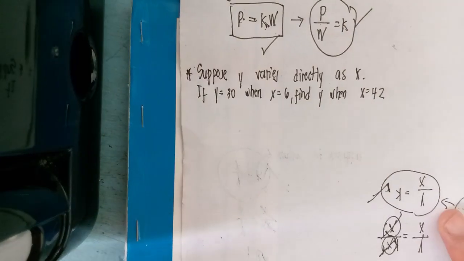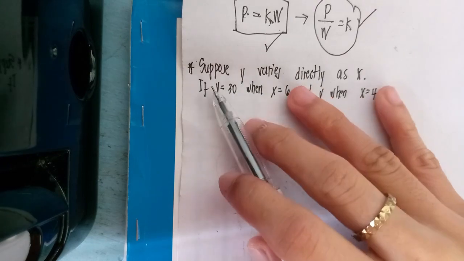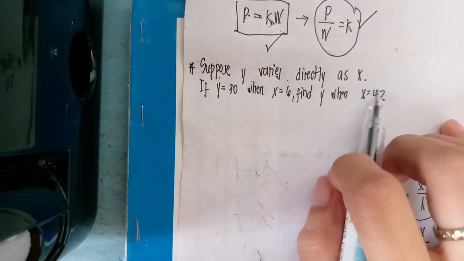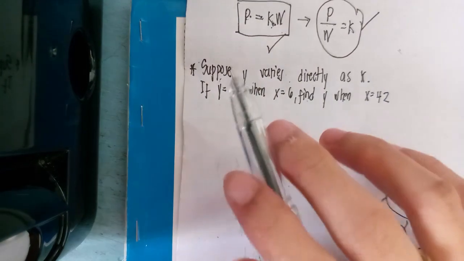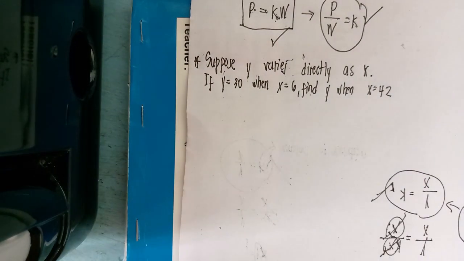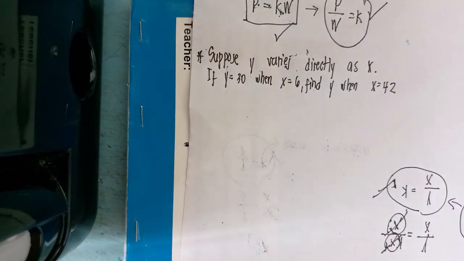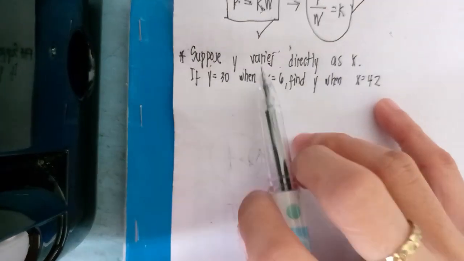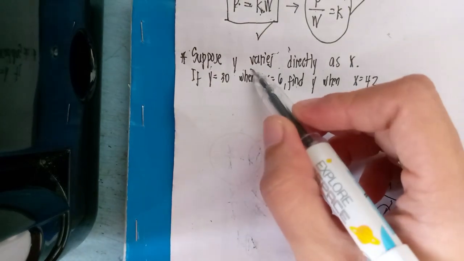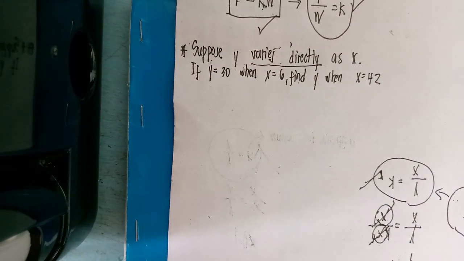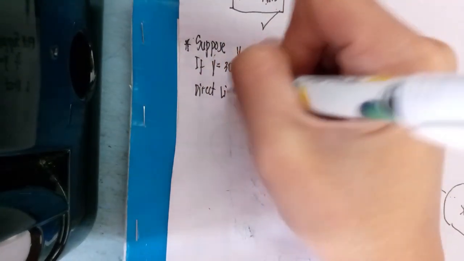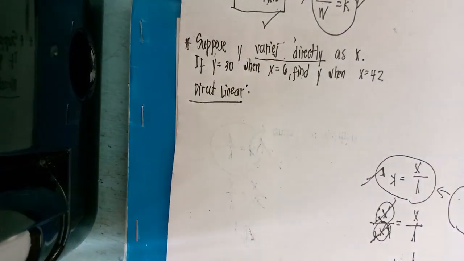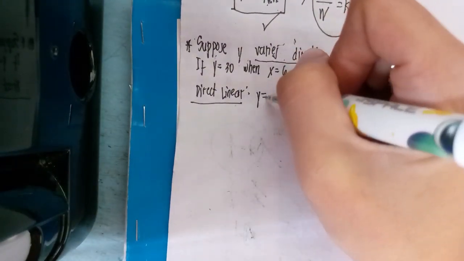So, another, let's try to solve some given word problem. For example, suppose y varies directly as x. If y is equal to 30 when x is equal to 6, find y when x is equal to 42. So to solve this problem, first, of course, we have to formulate an equation. So atong tan-awon unsa nga klaseng variation. Sa first statement pa lang, suppose y varies directly as x, the keyword here is "varies directly." So you will know nga ang relation sa mga variables in this problem is direct linear variation. So, ang equation ani is y is equal to k times x.